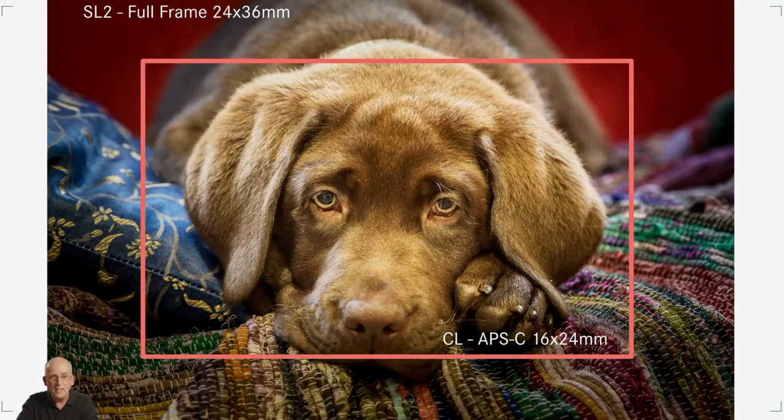And in this particular case, for instance, a 35mm lens on the CL, which you would consider to be a wide-ish angle lens on the SL2, but on the CL, the same focal length gives you a standard lens, which is what this picture was taken with. So there's that little conversion factor which confuses people.